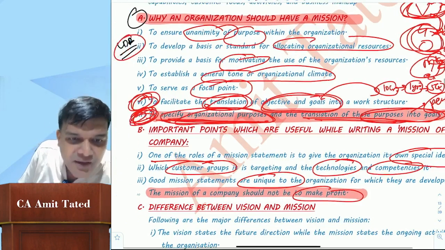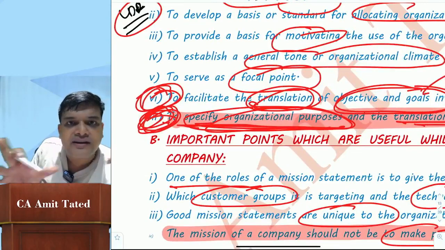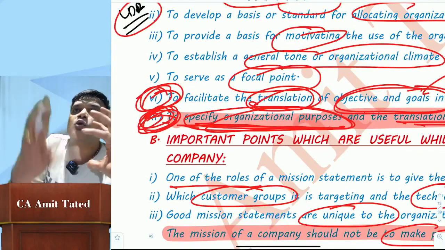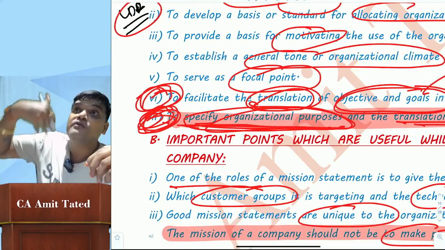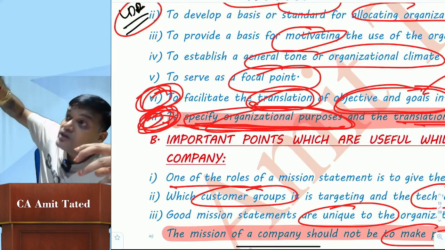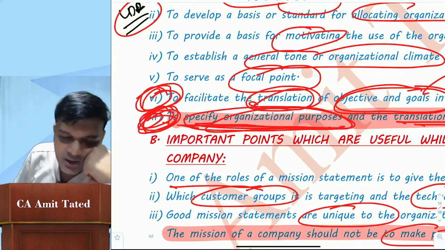Okay, that is what I explained to you. 4th, 6th and 7th point, don't get confused. 6th point is basically that the goals and objectives will be converted into work structure, and 7th point is basically that once you achieve the goal, you need to restructure the goal based on your performance.